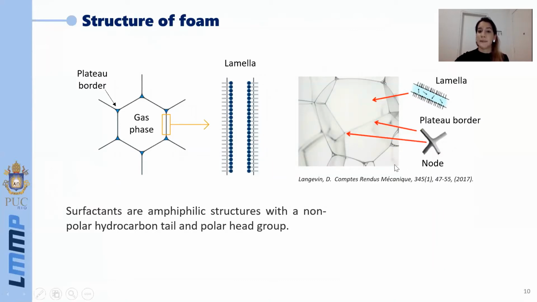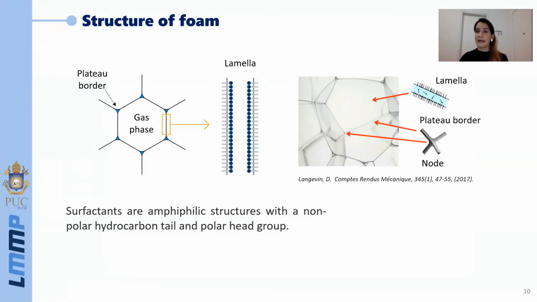Here is a 3D image of a gas bubble. We can see the lamella, the plateau borders that separate the lamella, and here it's a node that connects the plateau borders. The lamella are stabilized by a monolayer of surfactant, and the surfactant has a polar head and a non-polar hydrocarbon tail. Here, this part is in contact with the surfactant solution, and these parts here are in contact with gas.